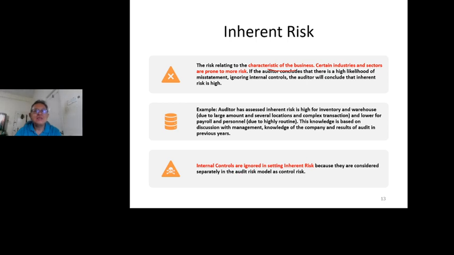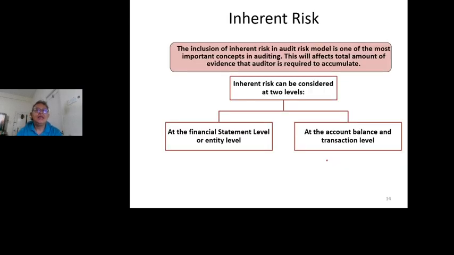Okay, here in inherent risks, internal controls are being ignored because they are considered separately in the audit risk model as control risks. Again, inherent risk can be divided into two levels. One is the statement level or entity level. The other one is the balance level or transaction level. So inherent risk has these two levels. For the statement level or entity level, we go into detail about explaining the financial statement level or entity level, and the second level is at the accounting balance and transaction level.